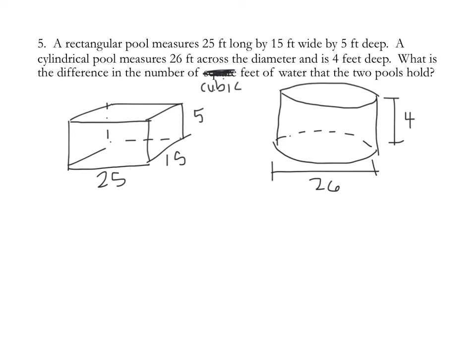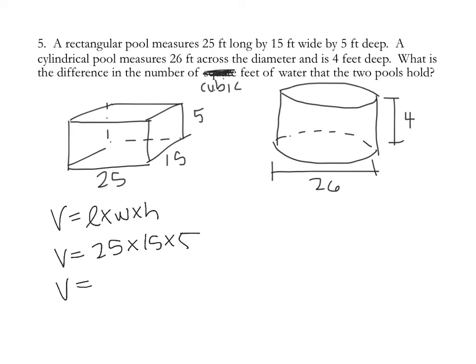So we have to figure out the volume of each of these so we know how much water they can hold. So let's start with the rectangular one. To find the rectangular one, I'm going to use the shortcut formula. I'm just going to do length times width times height. So V, the volume for that one, is going to be 25 times 15 times 5. And that ends up being 1,875 cubic feet.